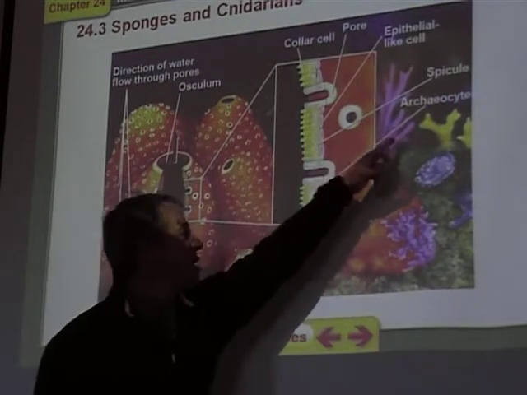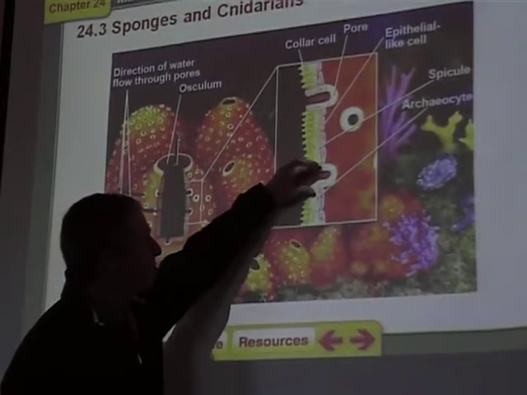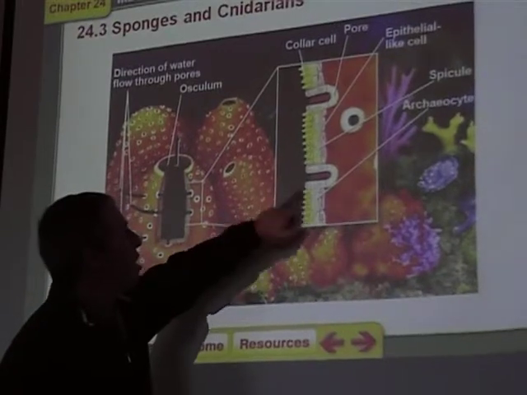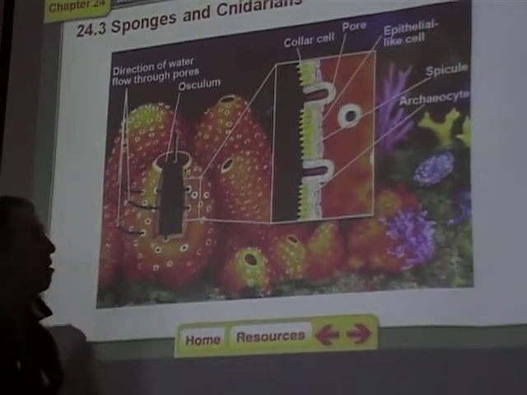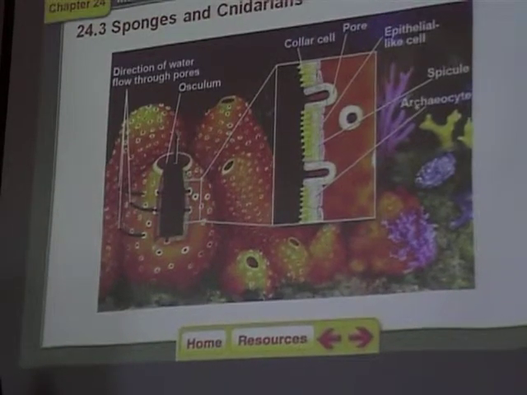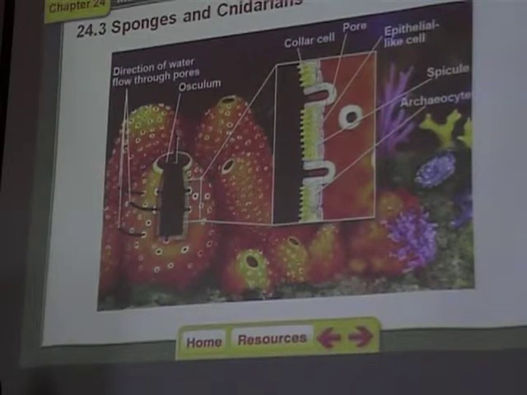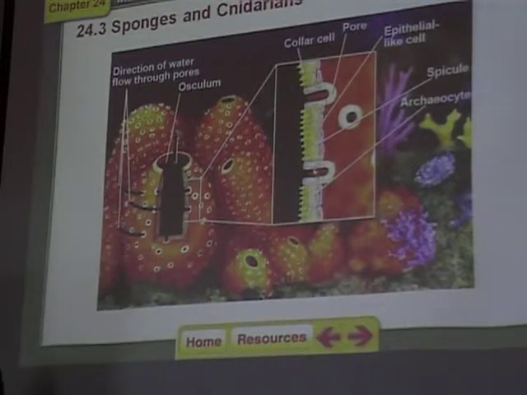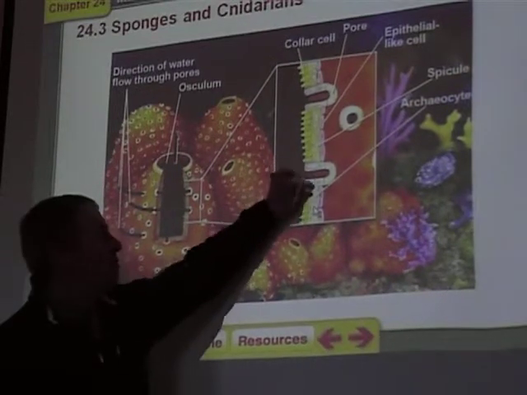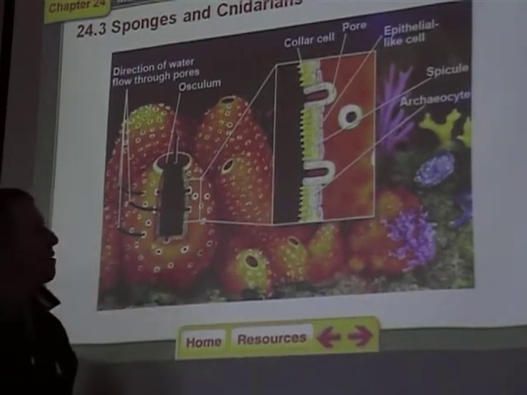And as that comes through, there are cells in here that trap it and take it to the other cells. And those cells that trap the food and deliver it to the other cells are called archaeocytes. Archaeocytes are like pizza delivery boys. They deliver the food to each of these cells that's stuck in its place doing its thing.